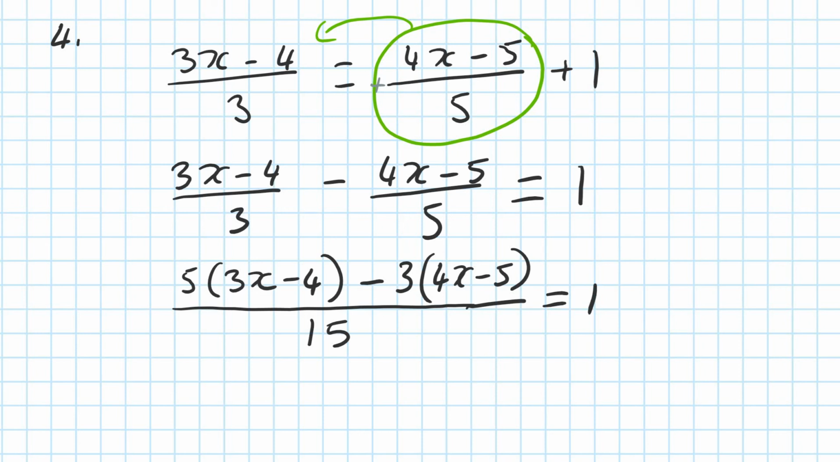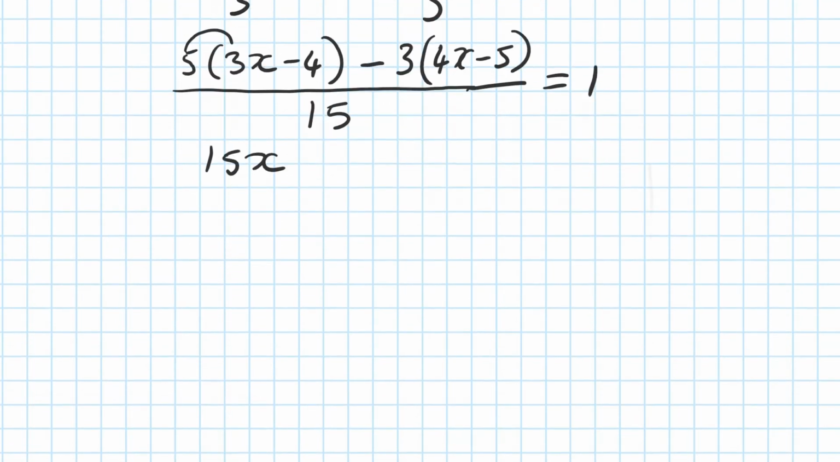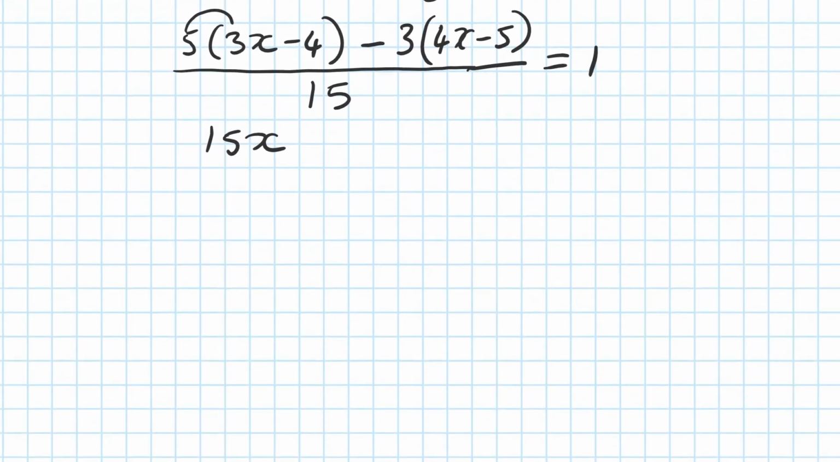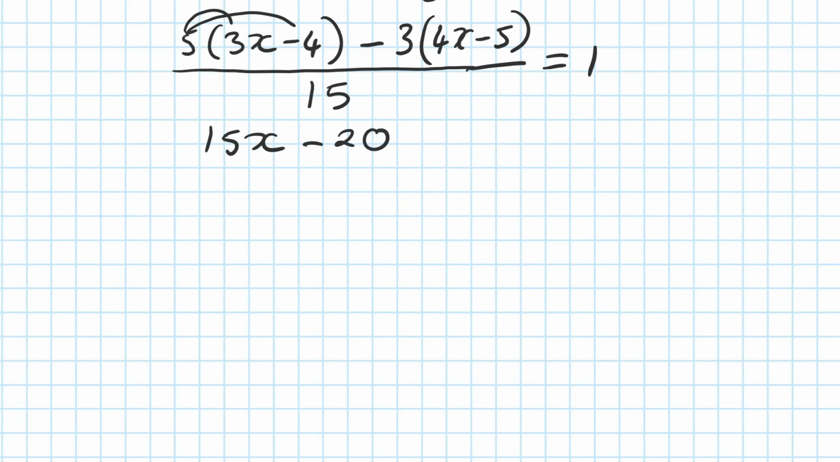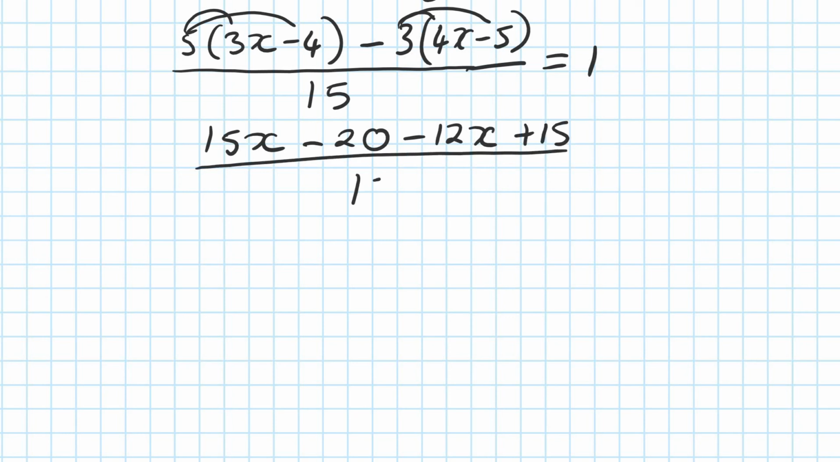Now what I do next is I remove the bracket. So 5 times 3x is 15x. Then 5 times minus 4 is minus 20, and then minus 3 times 4x is minus 12x. Minus 3 times minus 5 is 15, which means plus 15. Of course, all over 15, which is equal to 1.